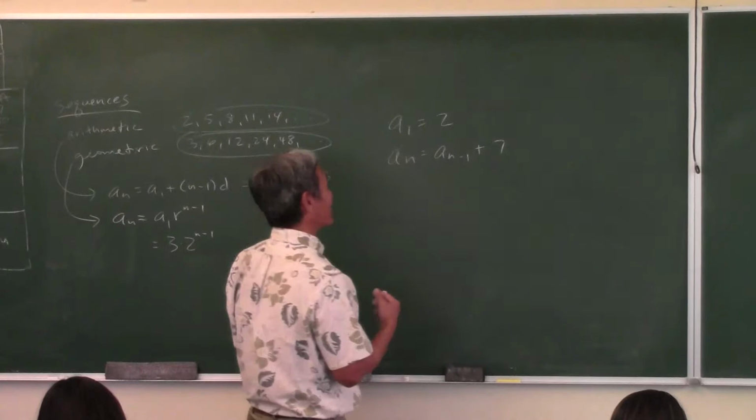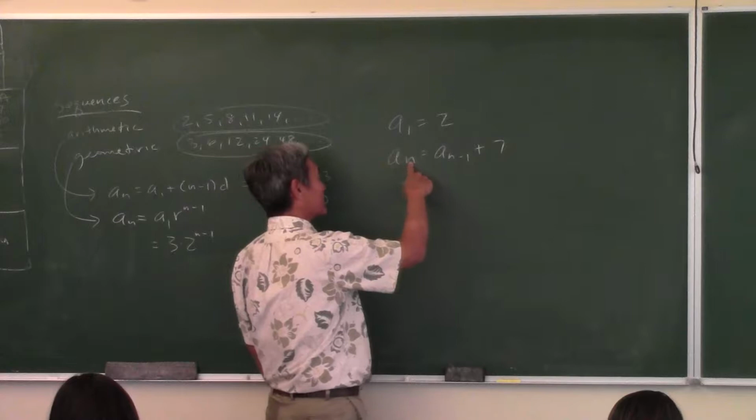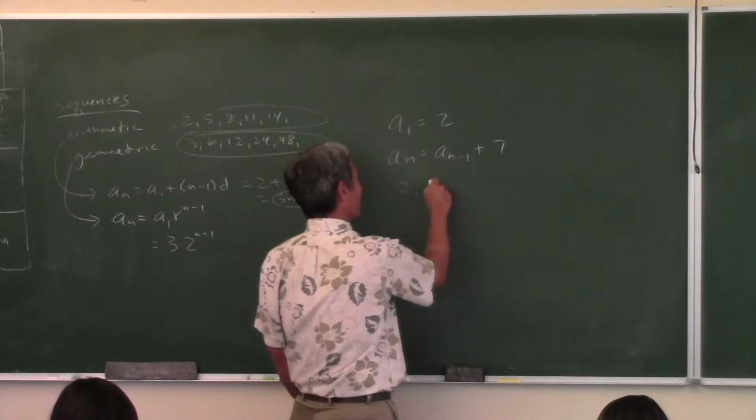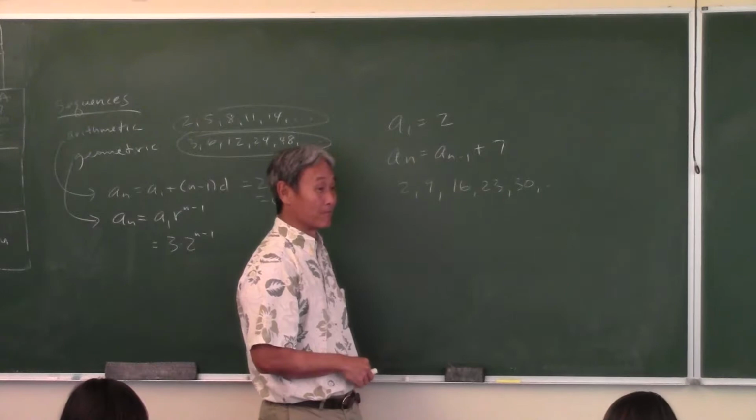So, for example, what are the first 5 terms of this sequence? Well, the first term is 2. To get any term in the sequence, you take the previous term and add 7. 2, 9, 16, 23, 30. And then what if I were to ask you to find the 1,000th term? Just keep on going.